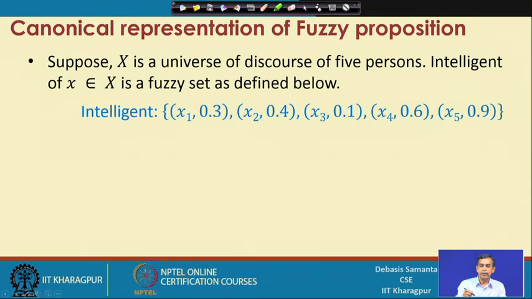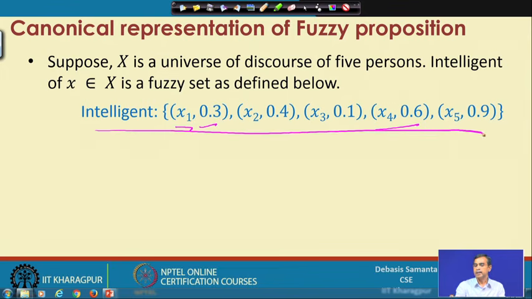This is the fuzzy set. So, now here you can check it. x1 is one person, I say that he is intelligent with degree 0.3. Similarly, x4 is another person, he will be treated as intelligent with degree 0.6. So, this is the fuzzy set defined over a universe of discourse of 5 persons, and their membership values are represented here.